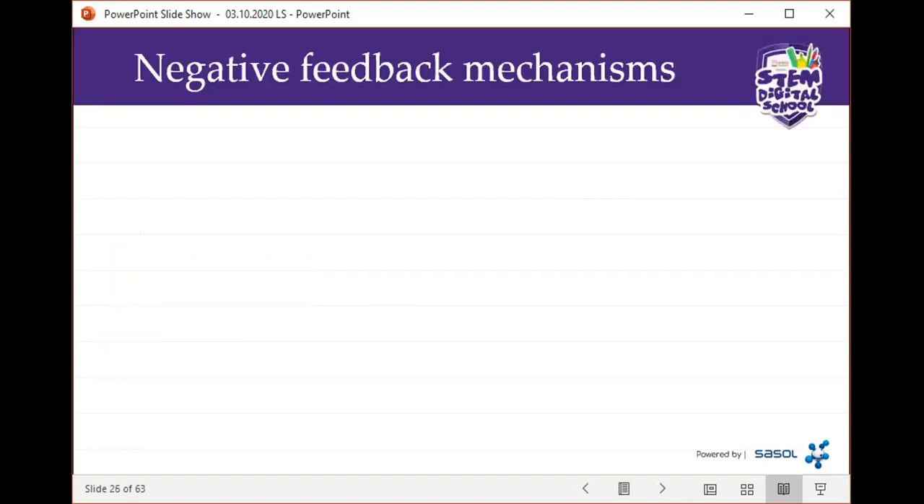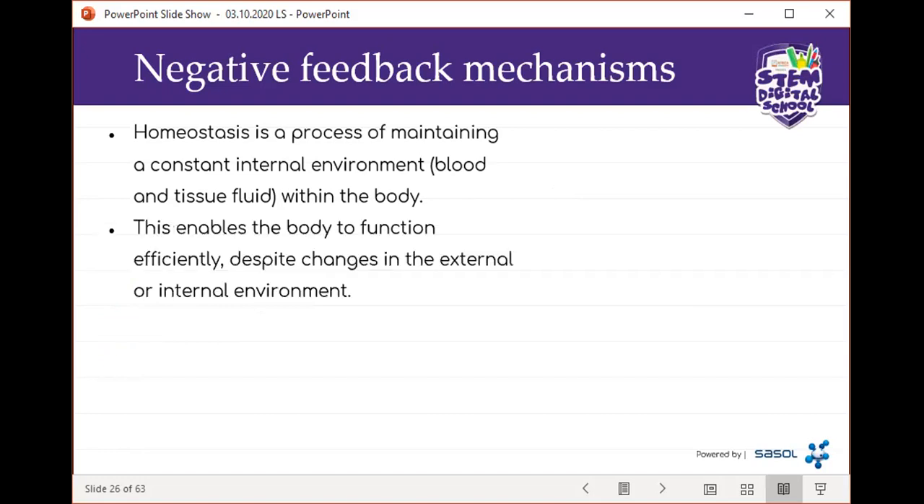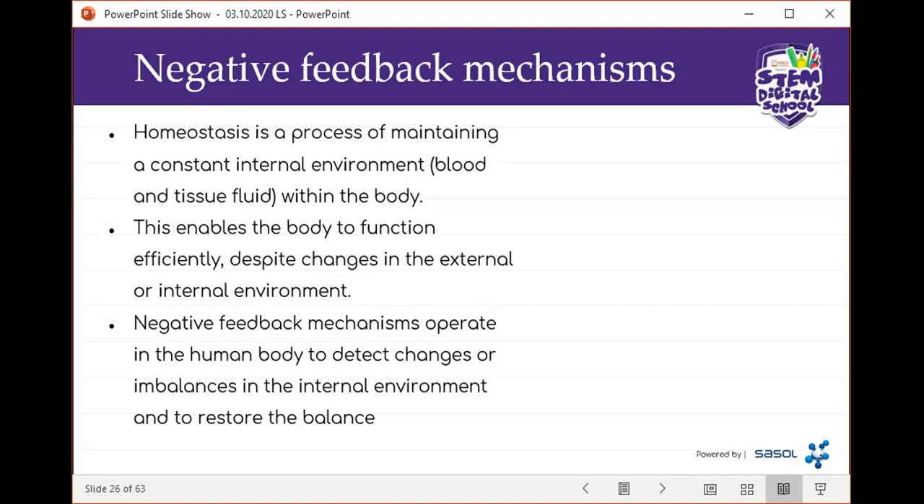Okay, now we move on to the next segment of our presentation, which is negative feedback mechanisms. Right. So homeostasis is a process of maintaining a constant internal environment. This is both in the blood as well as tissue fluid within the body. So it enables the body to function efficiently despite changes in the external as well as the internal environment. Therefore, negative feedback mechanisms operate in the body to detect changes or imbalances in the internal environment and to restore balance. Right.